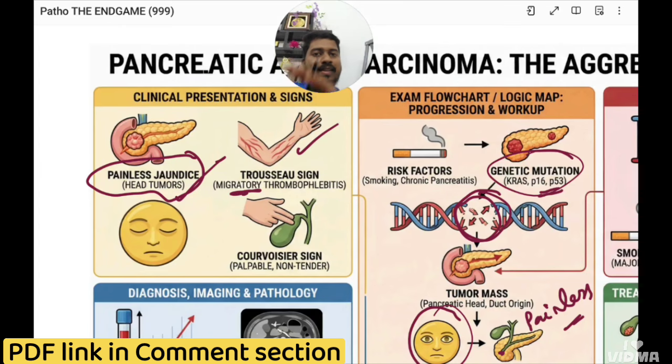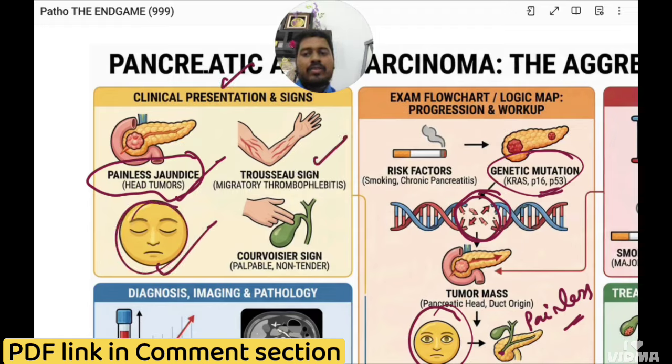Migratory means once if it is here, next time it will be in the leg, next time it will be the other leg. Okay, so migratory. Thrombophlebitis means thrombus formation takes place. Phlebitis means there is inflammation of the vein. Okay, vein inflammation is called phlebitis. So superficial vein thrombosis and inflammation, which starts at one place, goes to another place, resolves. So that is known as migratory thrombophlebitis. Okay. So that is a characteristic feature of pancreatic adenocarcinoma.